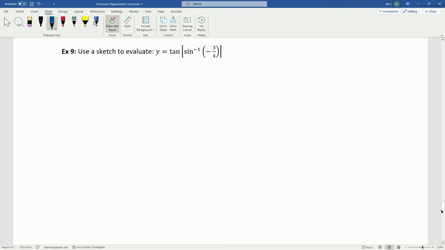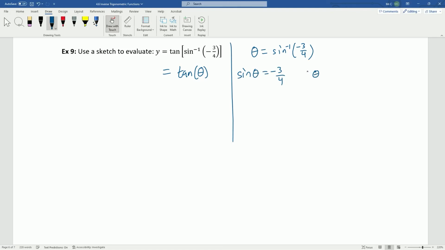Use a sketch to evaluate y equals tangent of sine inverse of -3/4. So again, we think of this like tangent of theta, where theta is my input here, sine inverse of -3/4. And that's equivalent to saying sine of theta equals -3/4. Of course, with the condition that theta is between -pi/2 and pi/2. So now I want to draw it, figure out what my triangle looks like. So -pi/2 to pi/2, that's somewhere in here.